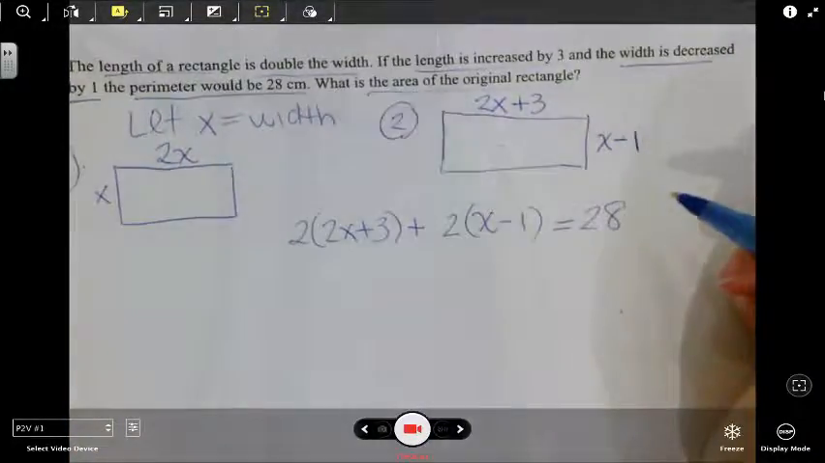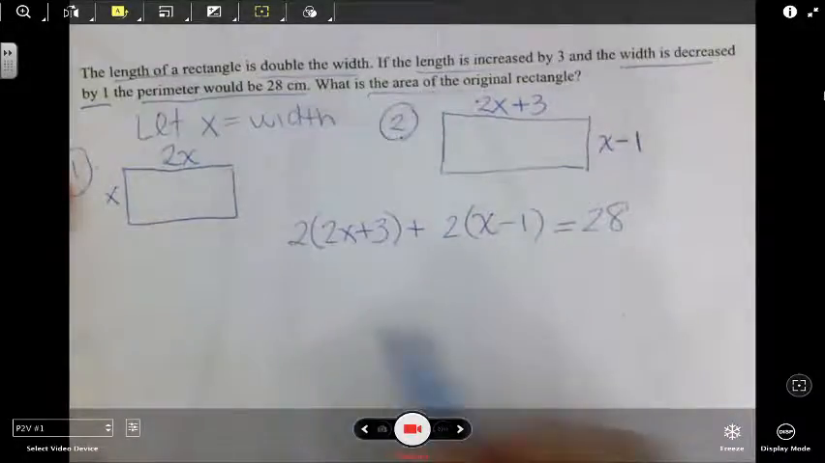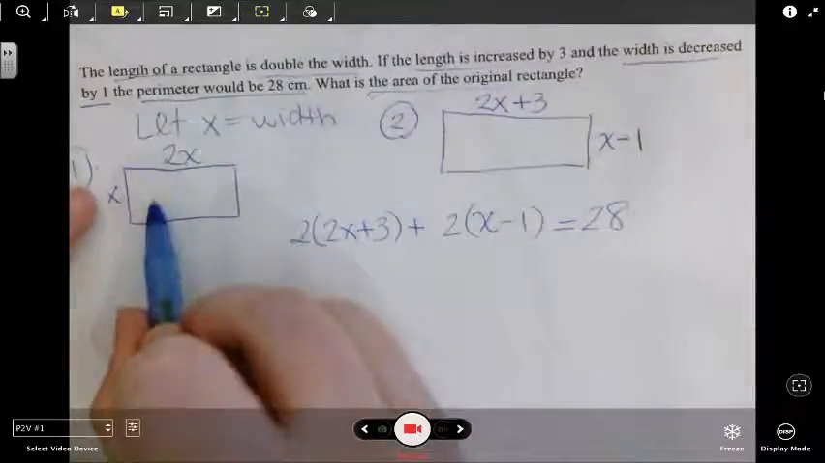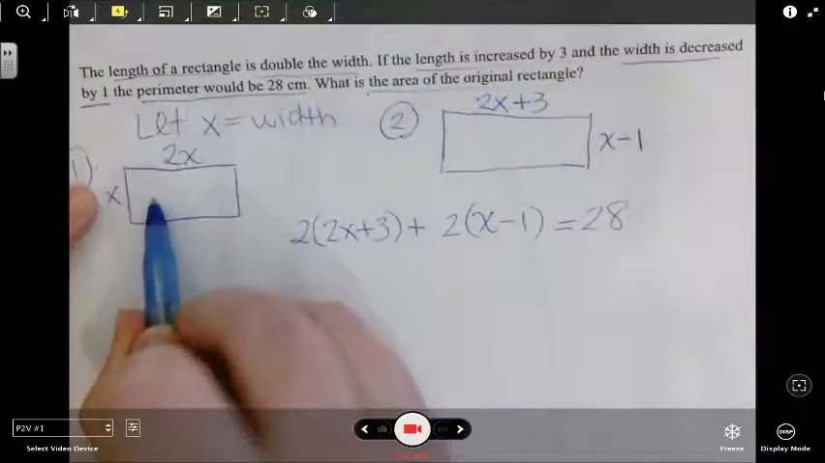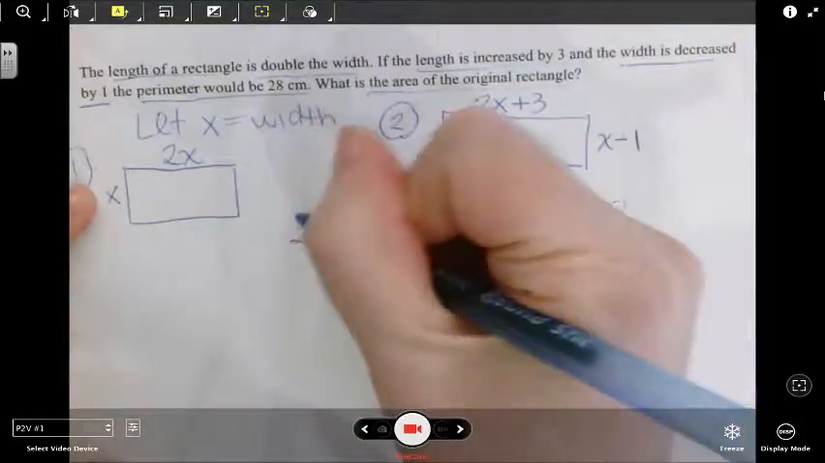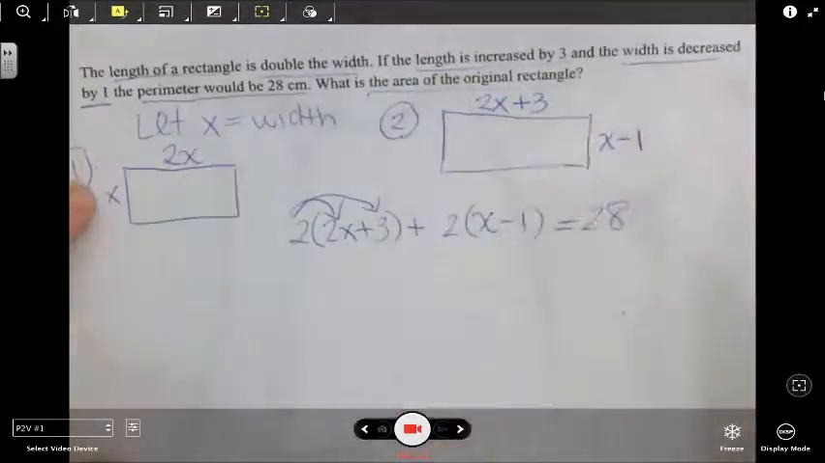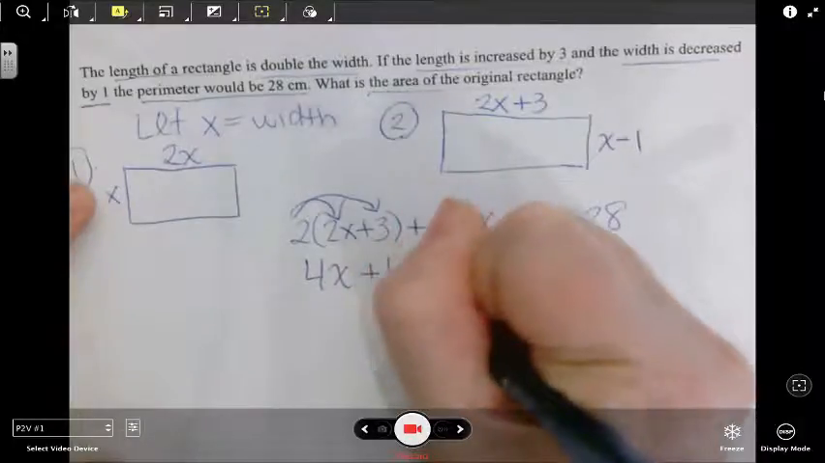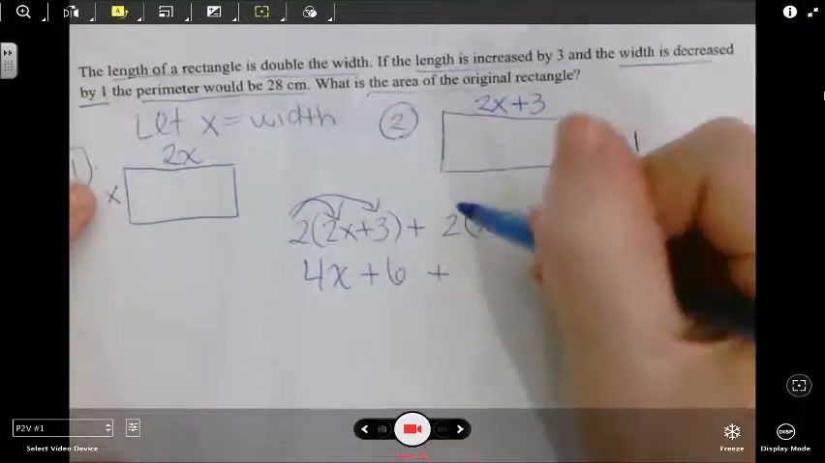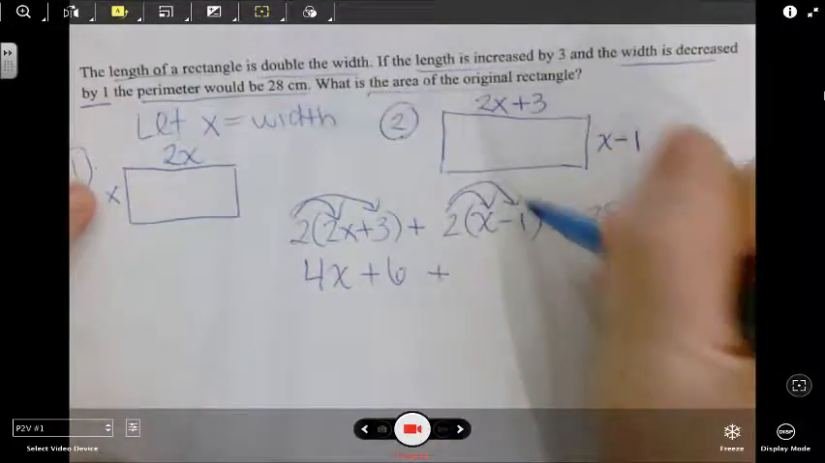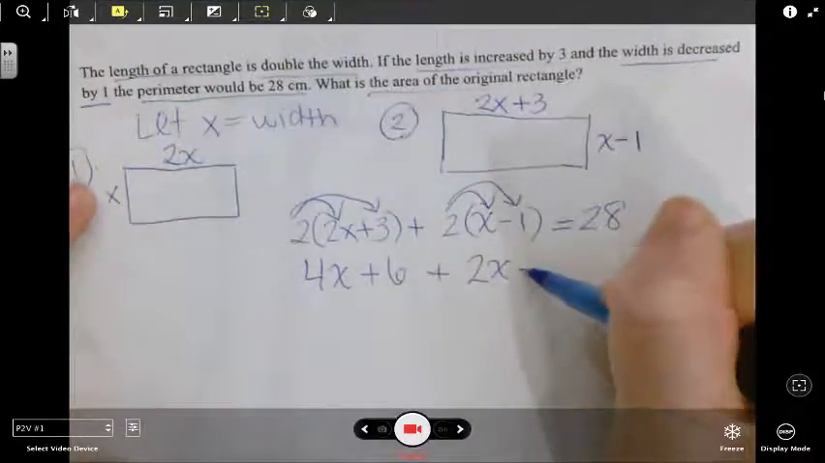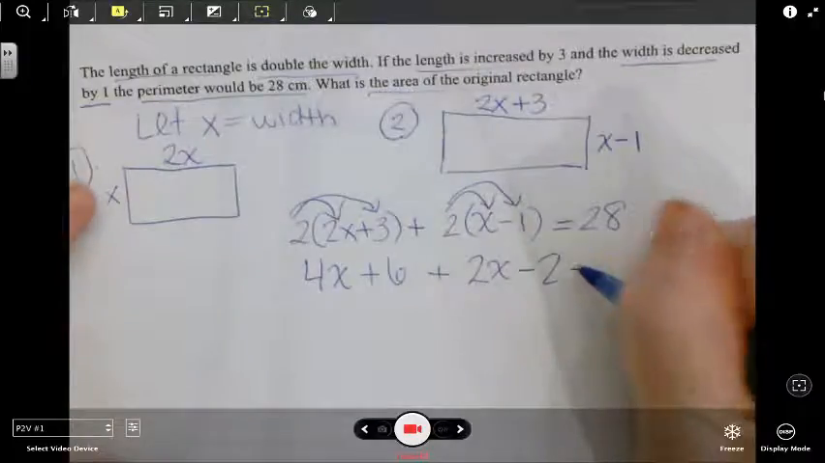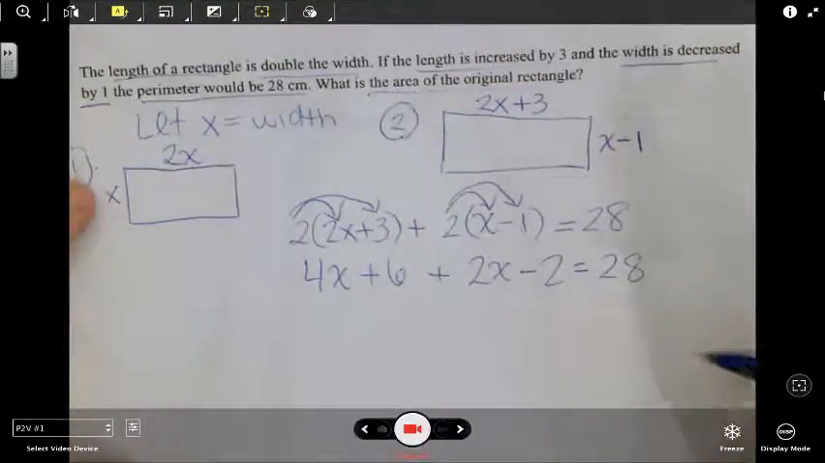Okay, so now I have to use my distributive property. So this is my equation. I'm going to try and isolate x now so that I can go back and find the area of the other rectangle, sorry. So I have to multiply my 2 into both of these. So this will become 4x plus 6 plus, distribute this one too, 2x minus 2, because I have positive 2 times minus 1 here, is equal to 28.